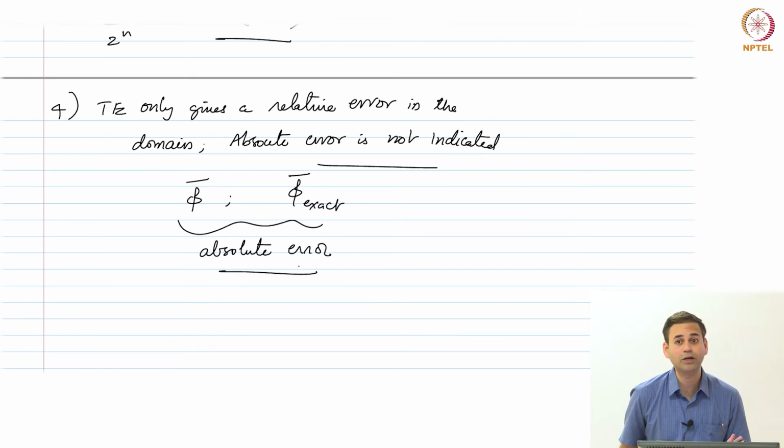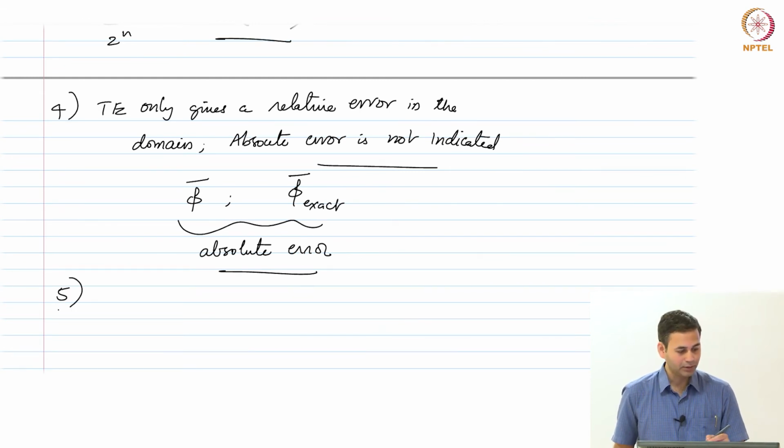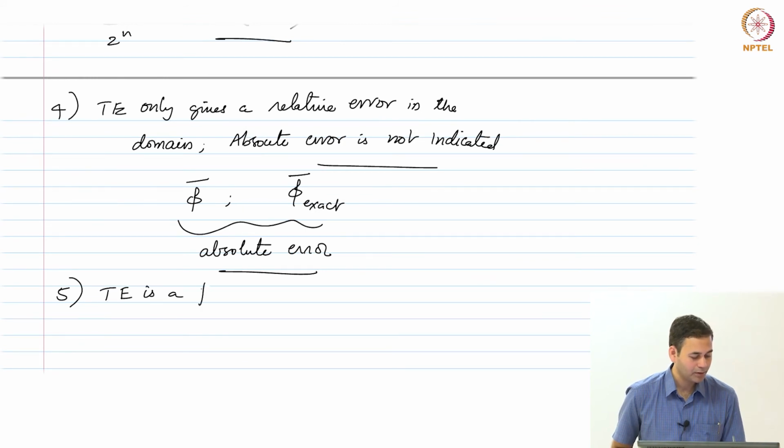So, truncation error does not talk about anything related to absolute error. It only tells you that as you refine your mesh, your truncation error will go smaller and smaller, and that means you are committing less and less error. Now, this truncation error is a property of the discretization scheme.